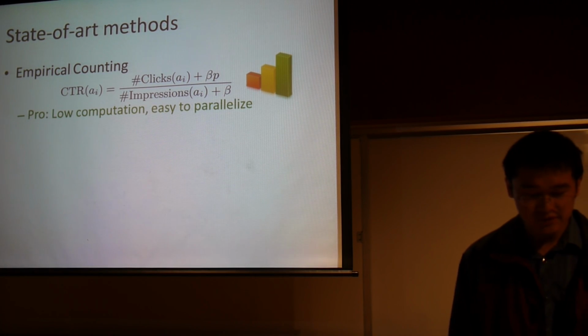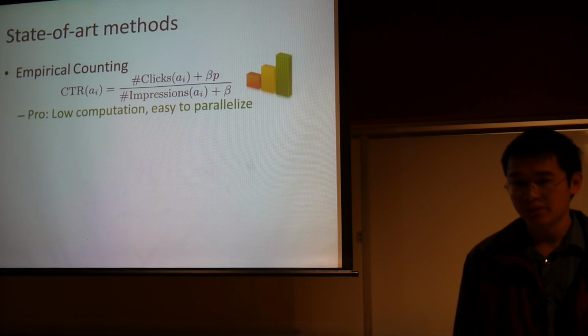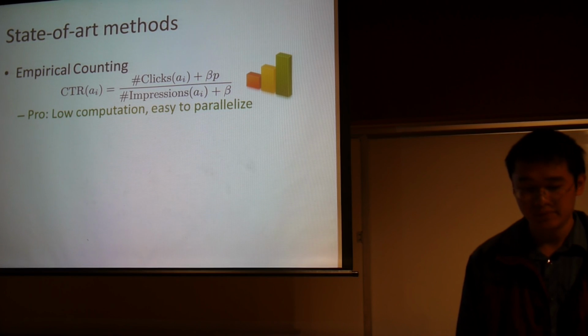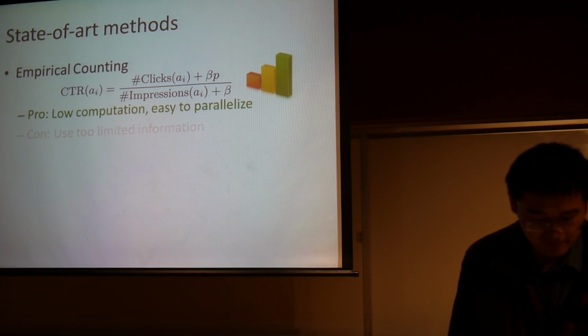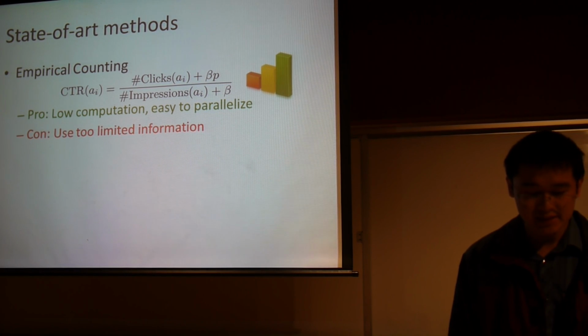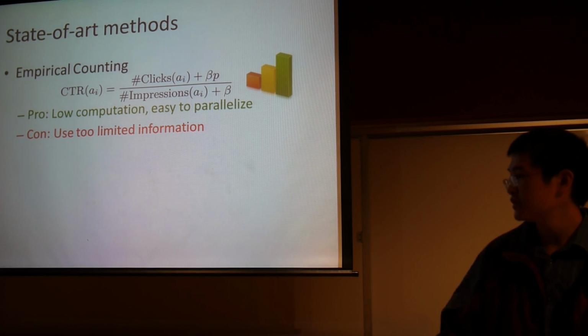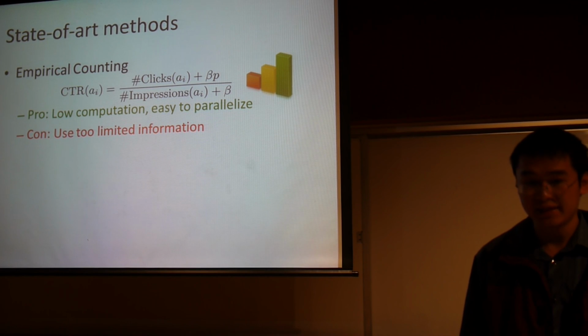The advantage of this approach is that it is very simple, so the computational cost is low, and it is very easy to parallelize because counting can be easily fitted into the MapReduce framework. But the bad thing is that it is too simple, so it uses very limited information. Actually, it uses no more information than the ad's identity.